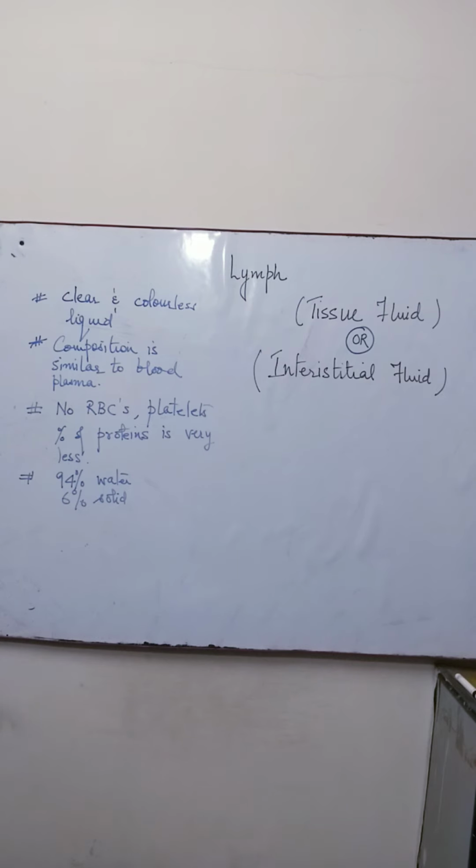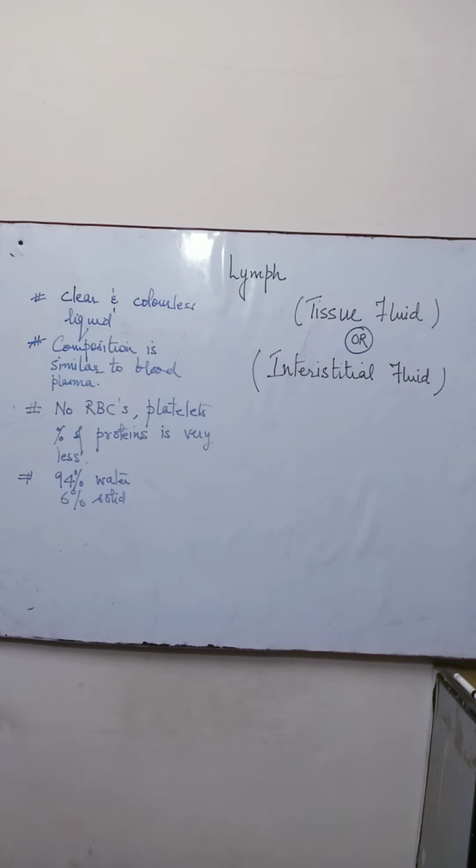And as a result, when the lymph is formed, it has a composition similar to that of plasma, and that is the reason why we do not find RBCs and platelets, and the percentage of protein is comparatively very less in lymph than in plasma. Since this fluid is present between the tissues and the cells, we also call it a tissue fluid or the interstitial fluid.